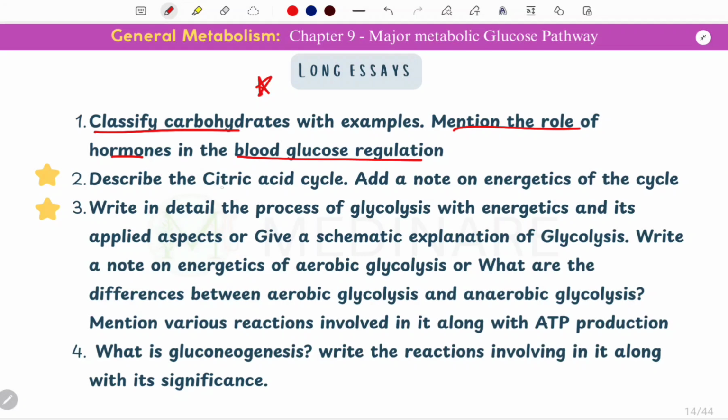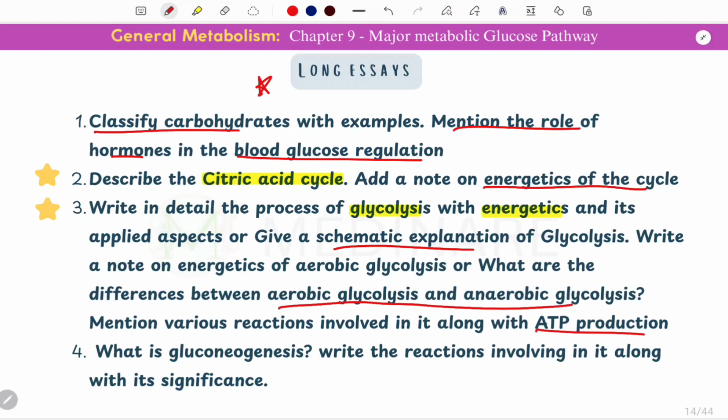The next question is, describe the citric acid cycle. Add a note on energetics of the cycle. Then the next question is, write in detail about the process of glycolysis, also with its energetics and its applied aspects. Or they can also ask it like, give a schematic explanation of glycolysis. Write a note on energetics of aerobic glycolysis, or what are the differences between aerobic and anaerobic glycolysis, and mention the various reactions involved in it along with ATP production.